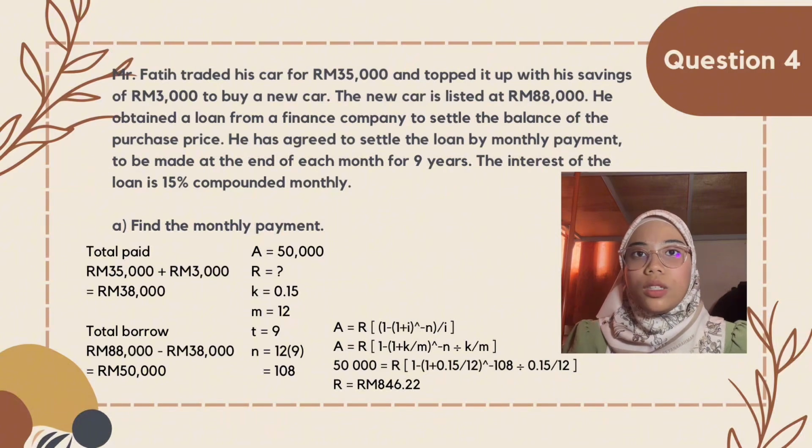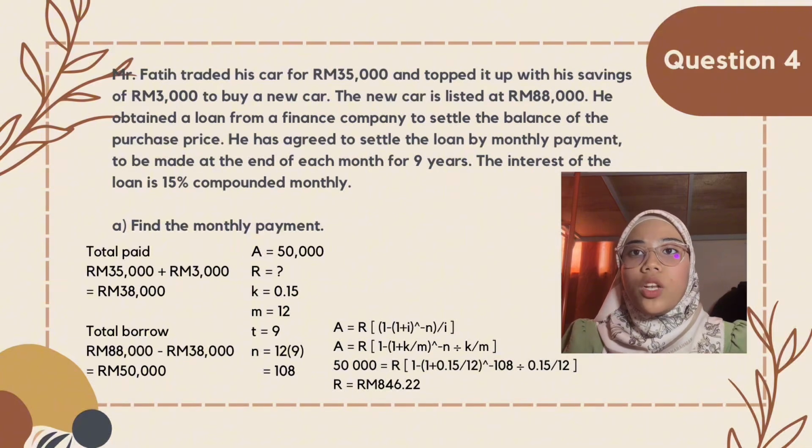First, we need to calculate the total paid. 35,000 ringgit plus 3,000 ringgit equals 38,000 ringgit. Next, we need to calculate the total borrowed. 88,000 ringgit minus 38,000 ringgit equals 50,000 ringgit. Let's highlight the important points. A equals 50,000 ringgit, R to be determined, K equals 0.15, M equals 12, T equals 9, N equals 108.